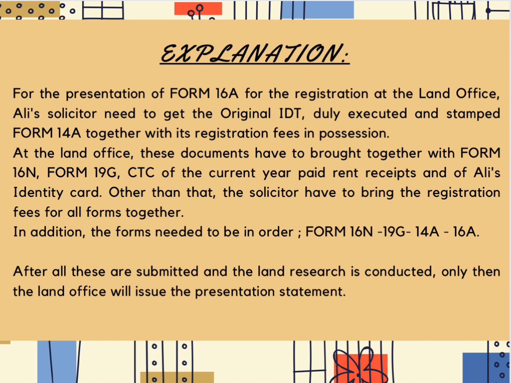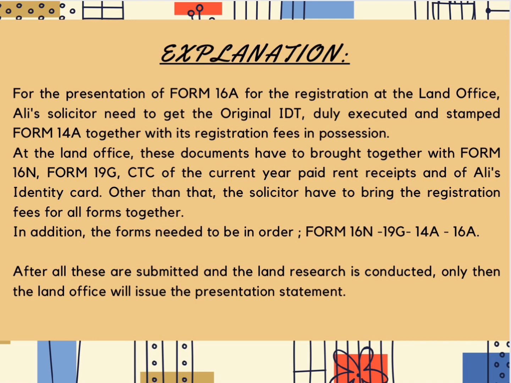At the land office, these documents have to be brought together with Form 16N, Form 19G, and the CTC of the current year paid rent receipts and Ali's IC. In addition, the forms need to be in order. First, it's Form 19N, then 19G, then 14A, and then lastly 19A.